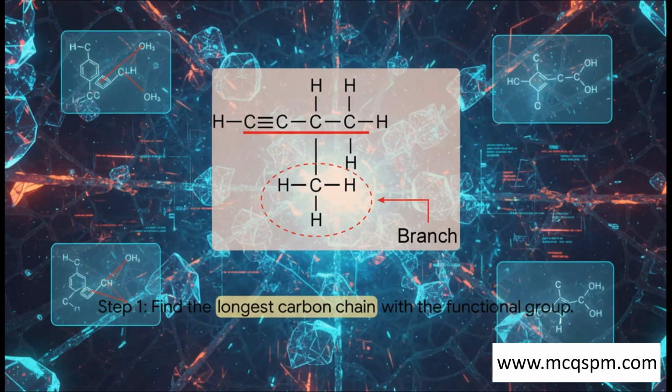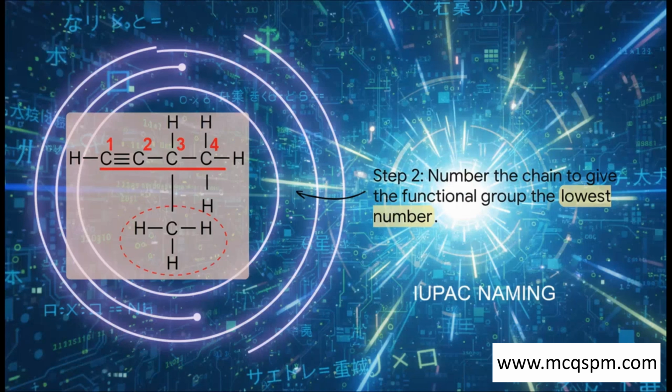Okay, let's put it into practice with this molecule here. Step 1. Find the longest carbon chain. But here's the catch, it has to include the important feature, which in this case is that triple bond. So, we count them up, 1, 2, 3, 4 carbons. 4 carbons means our root name is but. Step 2 is numbering that chain. And listen up, because this is where so many students lose marks. You have to number it to give the special feature, that functional group, the lowest possible number.